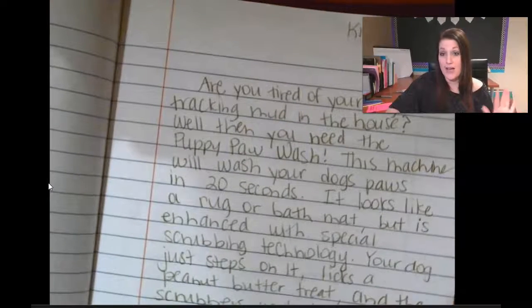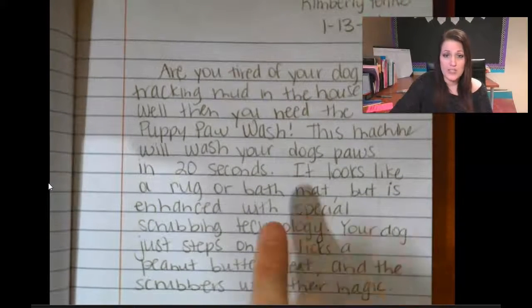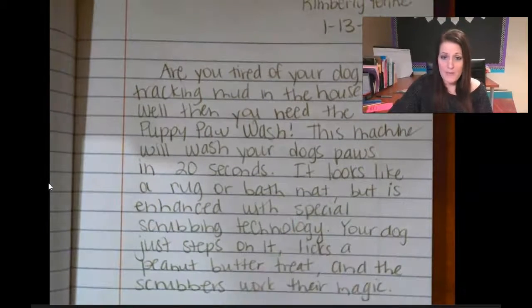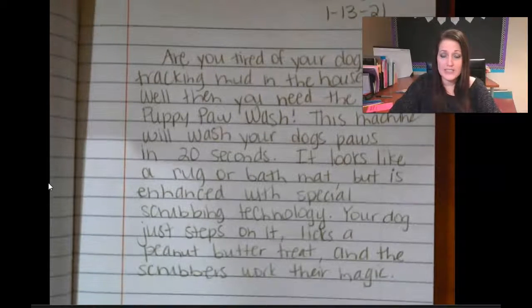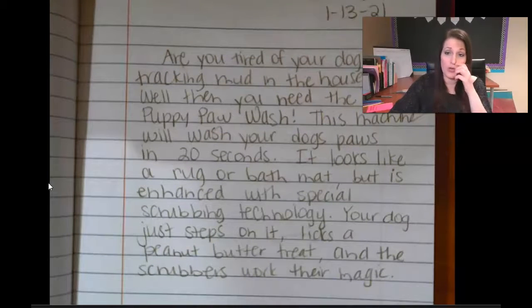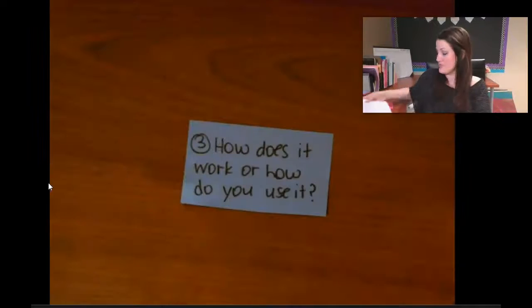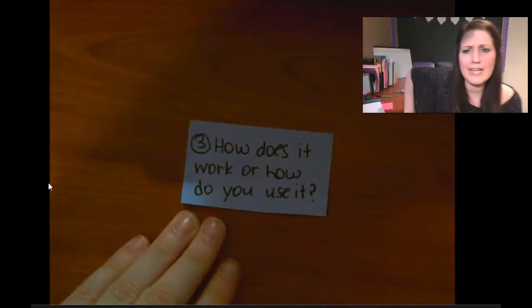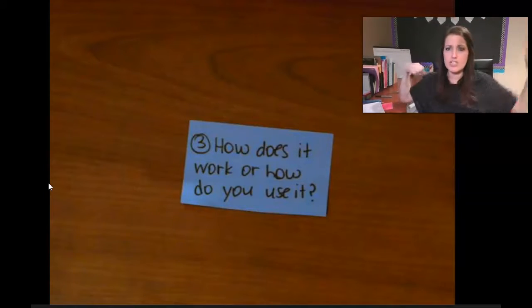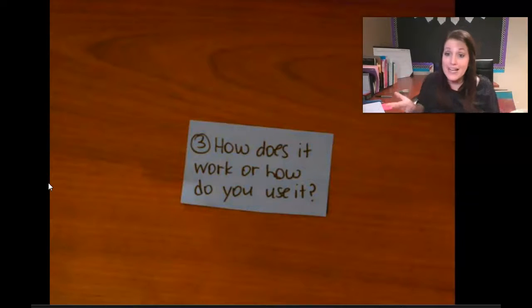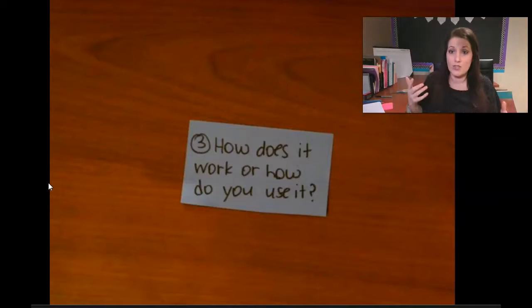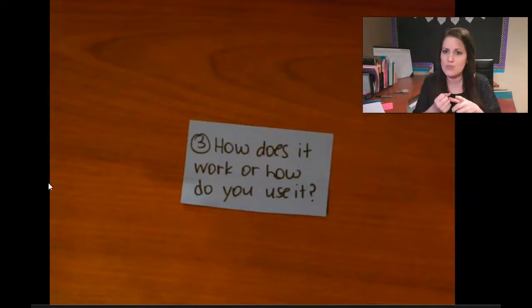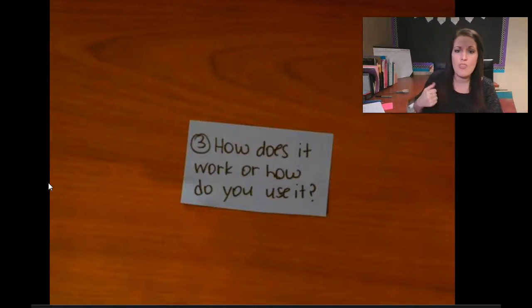So here's how mine works, how someone would use my machine. It looks like a rug or bath mat, but is enhanced with special scrubbing technology. Your dog just steps on it, licks a peanut butter treat, and the scrubbers work their magic. So notice I did more than one sentence. You're going to want to do more than one sentence because you want to explain this. People aren't going to buy an invention, a product that they don't know what it does. They need to know what it does so that they really think, ooh, that works really well. That sounds cool. I want that.